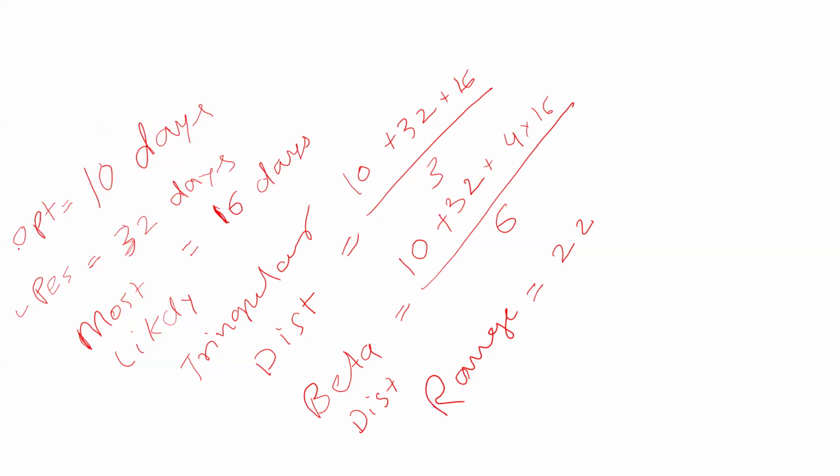Pessimistic minus optimistic, isn't it? Maximum minus minimum. Yes, that's 32 minus 10, which is the range. Range is simple, it is just subtracting.